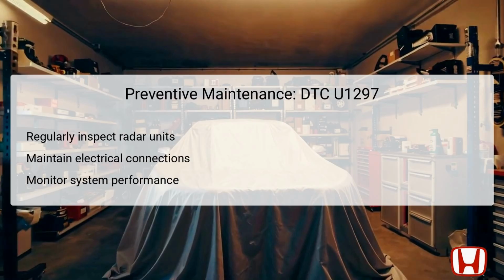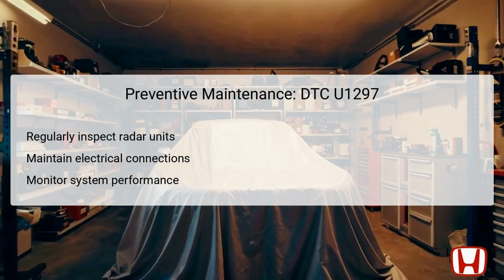Preventive maintenance is key to avoiding reoccurrence of DTC U1297 and ensuring the longevity of the BSI radar systems. Regular inspection of both the left and right radar units should be conducted to check for physical damage or misalignment. Additionally, maintaining clean and secure electrical connections can prevent issues caused by poor conductivity.